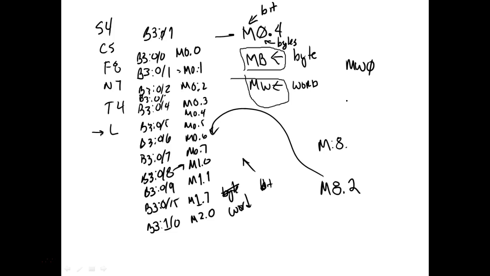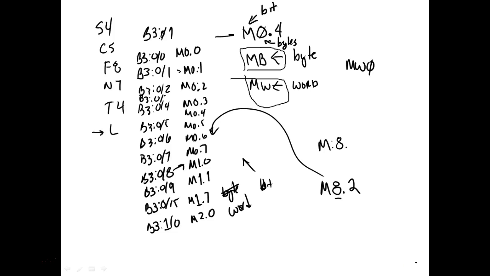Because M0 and M1 is taken up by that whole word, right? You understand? So that's something that you have to remember. So that's why when I came over here and did that equivalent address, I used an 8 because I was in the second byte. And you look at your I/O ports. Your I/O ports are given in bytes.